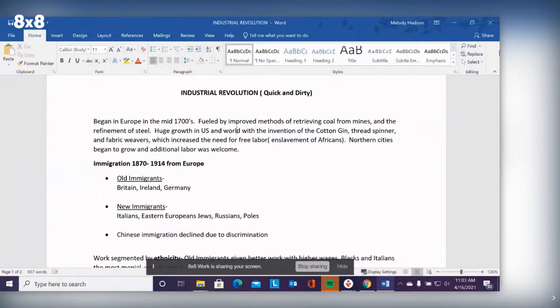between 1870 and 1914. We started first with what were referred to as the old immigrants, and they were from Britain, Ireland, and Germany. And in Ireland, they were fleeing a famine, which means that people were literally starving to death. The old immigrants, Britain, Ireland, and Germany, were Protestants, and they were Western Europeans.